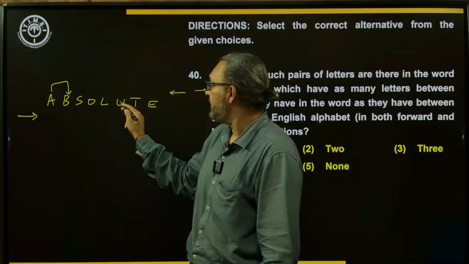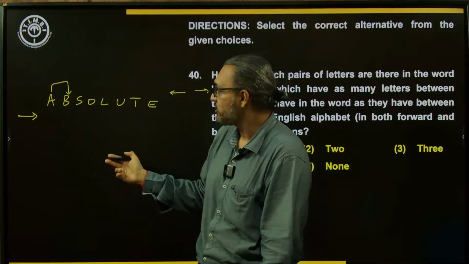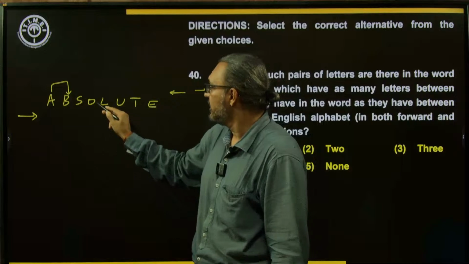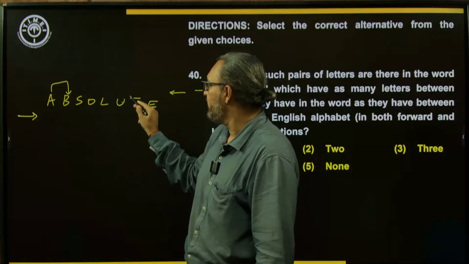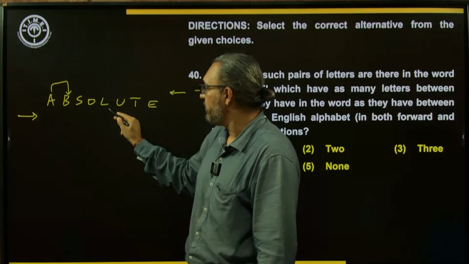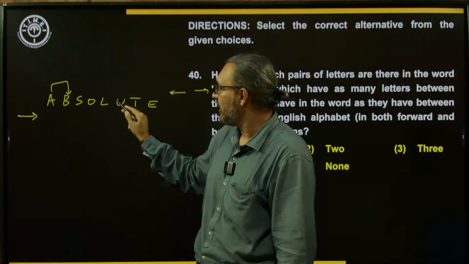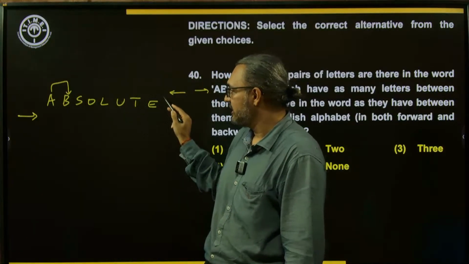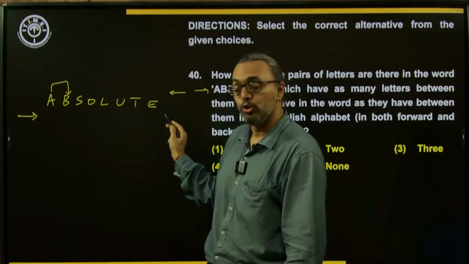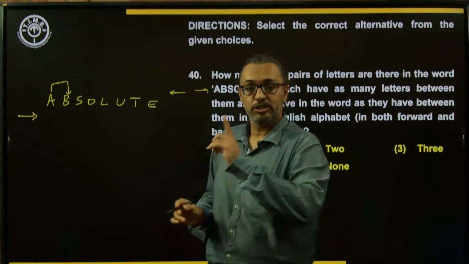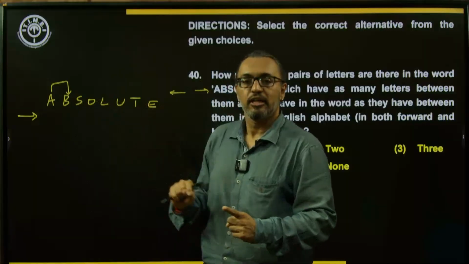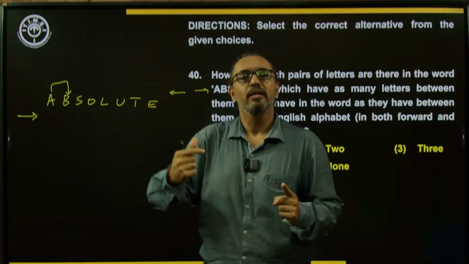Then you continue. C, D, E, F, G, H. None of them is a match. Then with B, C, D, E, F, G, H. Not there. Then with S, T, U, V, W, X. Not there. With O, P, Q, R, S. Then with L, M, N, O. With U, V, W. Then with T, U. Correct? So in the forward direction, you have only one pair. Count the alphabetical order from whichever letter you start, then see how many are a match.